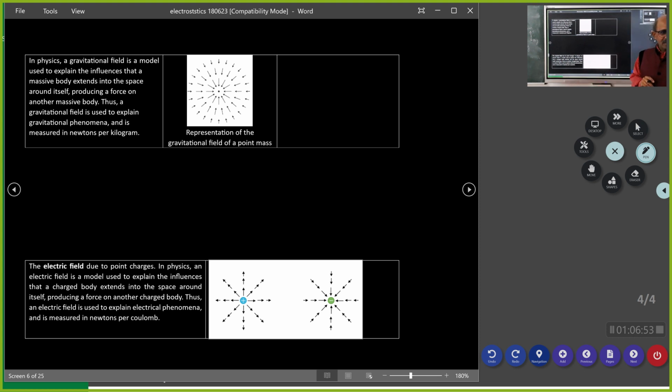Like two protons, if you kept them, they will repel. Wait. Now don't go beyond. This is field. Now I have kept a positive charge here. If I keep another positive charge here, they will repel. If both are electrons, they will also repel.